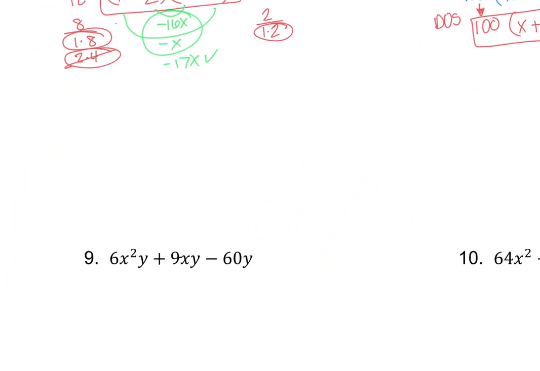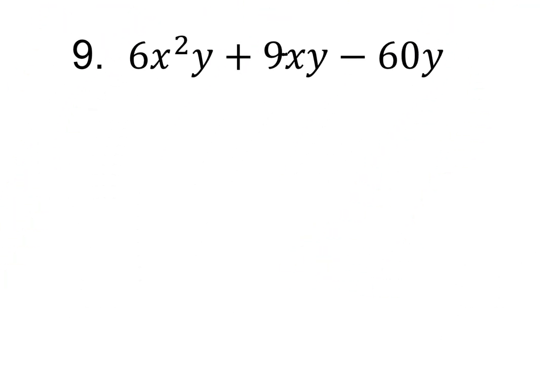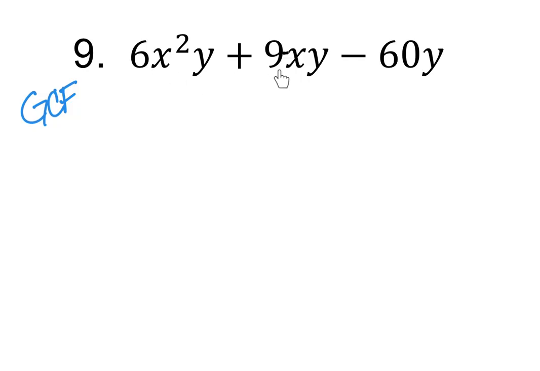Let's go to number 9. What factoring method do we always check with first? Yep, we check with greatest common factor. So GCF. What is our GCF here? Let's see. We have 6, 9, and 60. A number that goes into 6, 9, and 60. If you said 3, you are correct.